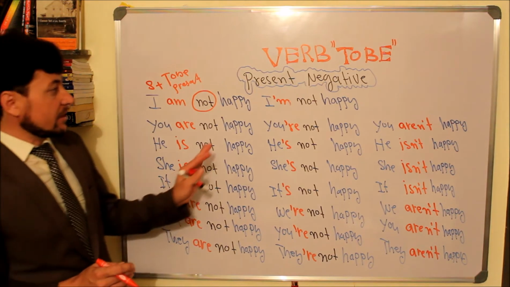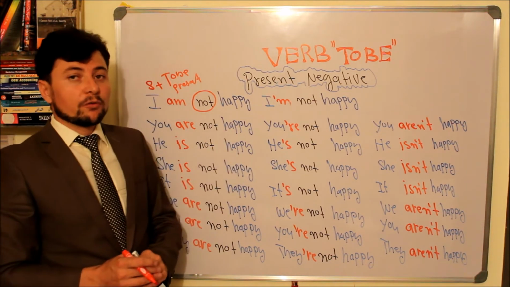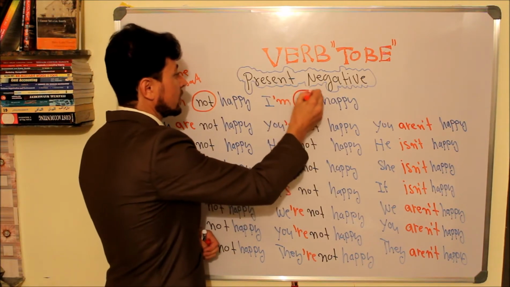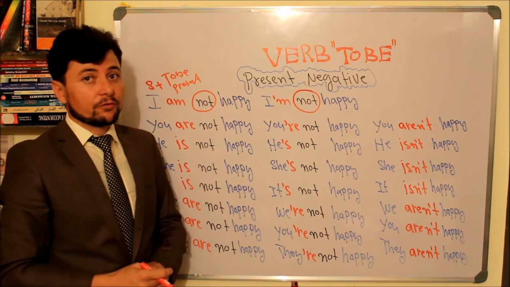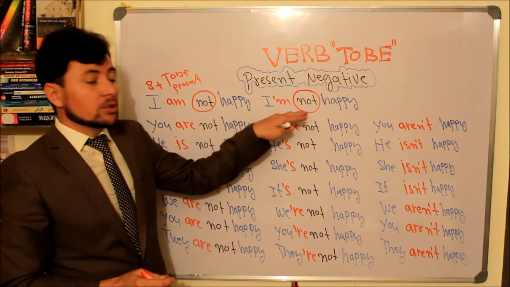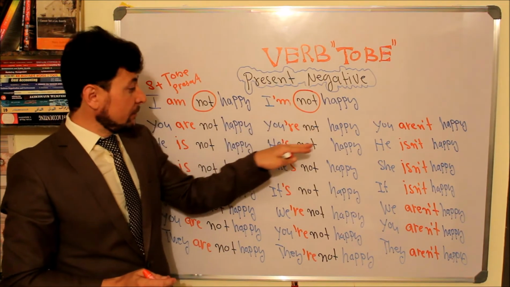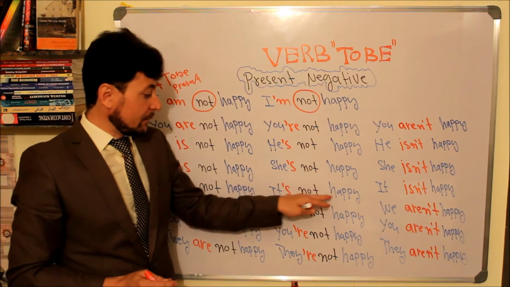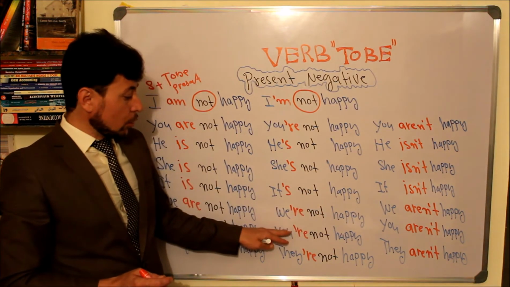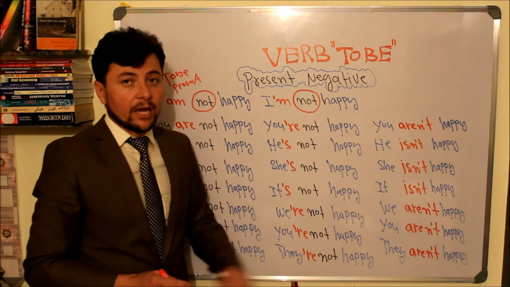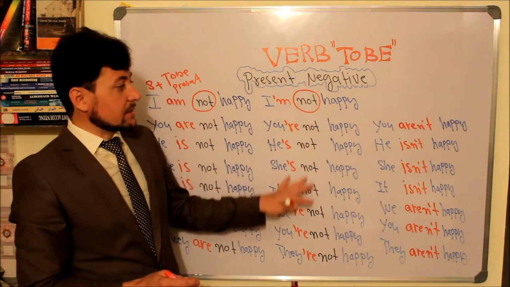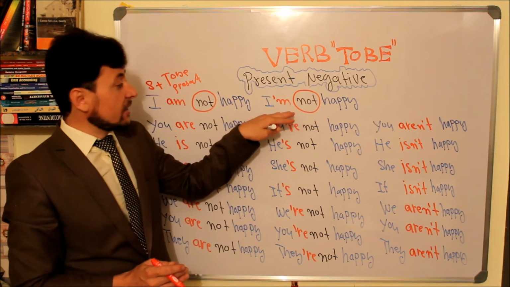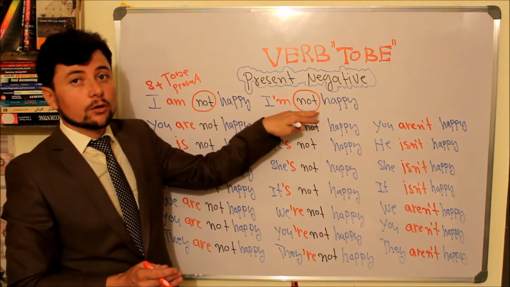Now let's have a look at the contracted form. The contracted form of negative is similar to the positive, but here the word not comes after the contracted form of verb to be. I'm not happy, you're not happy, he's not happy, she's not happy, it's not happy, we're not happy, you're not happy, and they're not happy. For some of these sentences, we have alternative or choice in contracted form, but not for this one.